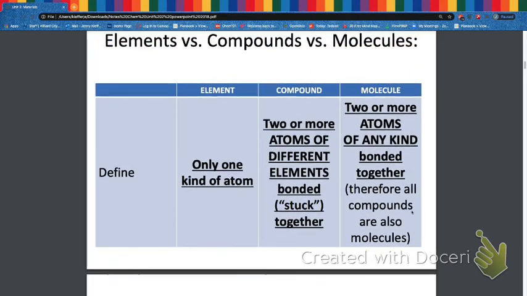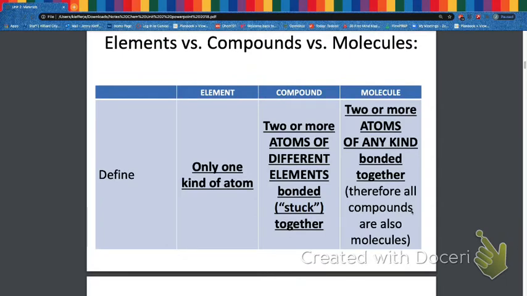Okay. So, three words that students get confused with because the way we use them in everyday life is a little bit different than how we use them in chemistry. The three words are element, compound, and molecule. When we use these words in chemistry, we mean specific things. Elements are made up of only one kind of atom. If we look at a particulate picture, like we've been drawing, and there's only one color of circle, it's an element.